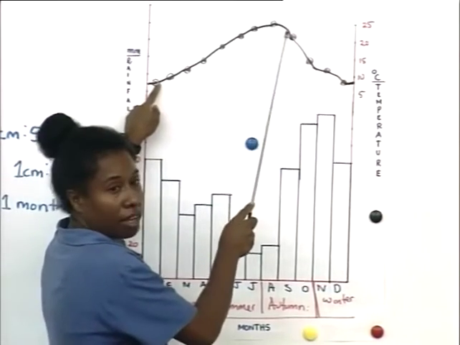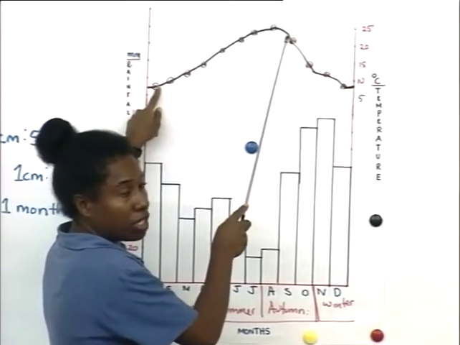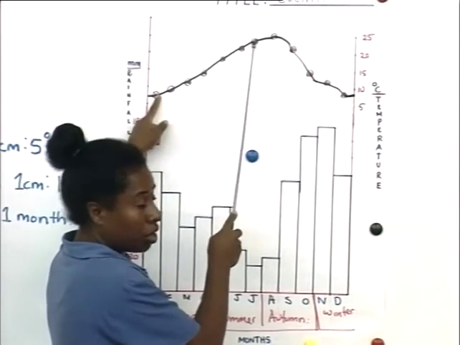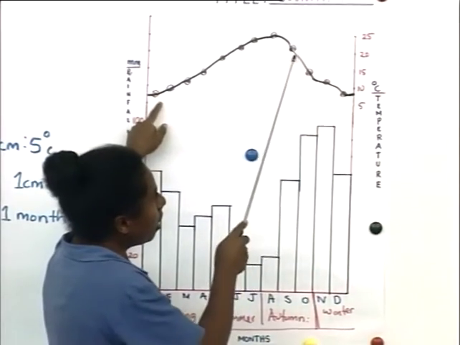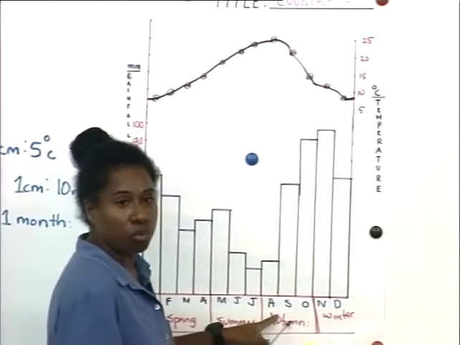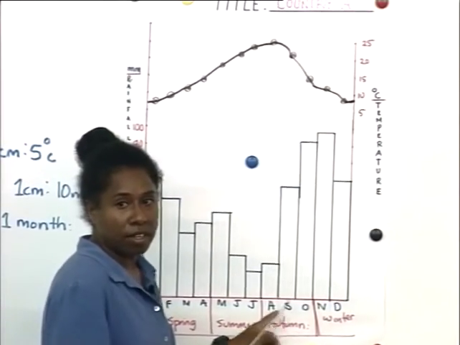Summer will be the highest point, which is on the line graph a bump, as it is referred to. And then autumn will be when the line graph is on its way down. And that is according to what we have discussed.